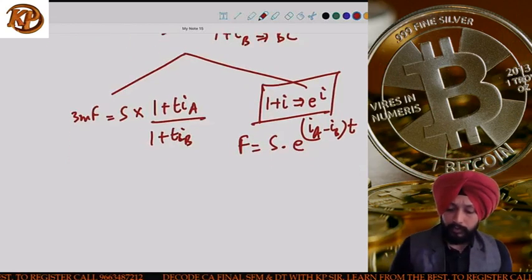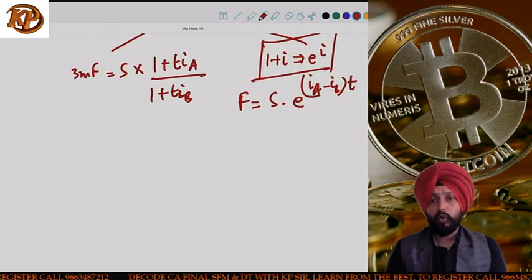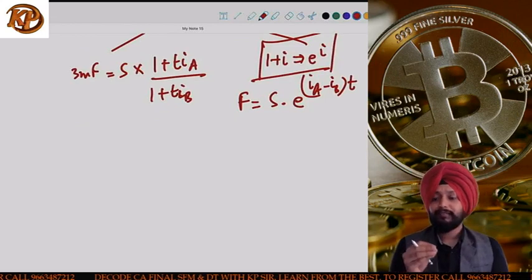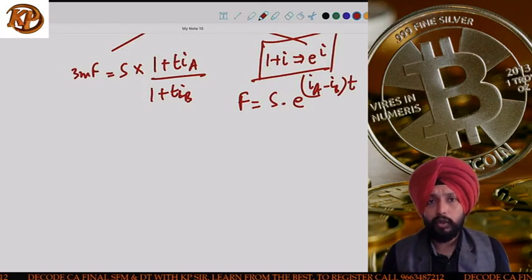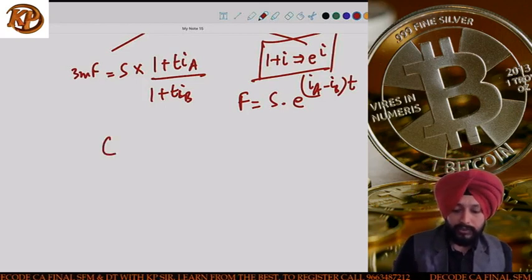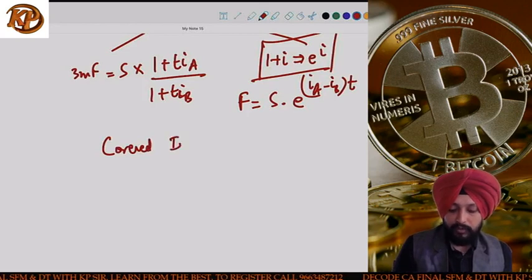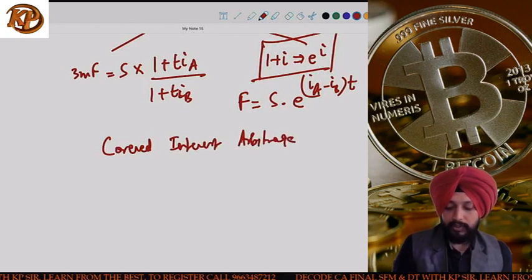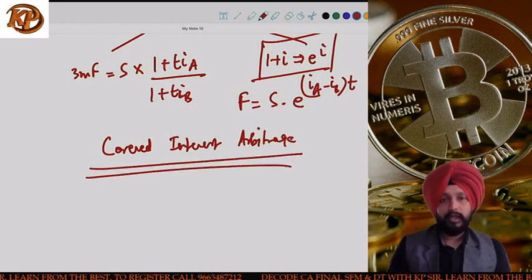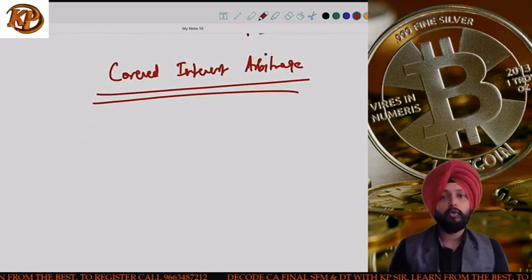Okay, done. Next, what we said is the country which has lower interest rate will have its currency at a forward premium. What if this does not hold good? If this does not hold good, then there is an arbitrage opportunity, and we refer to that arbitrage as covered interest arbitrage opportunity. How do we do this?